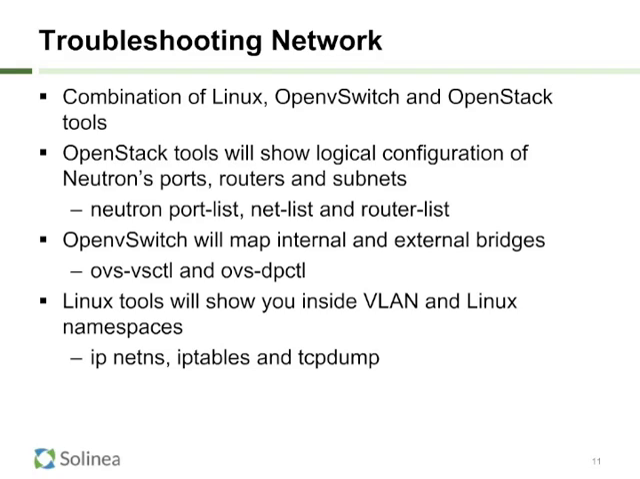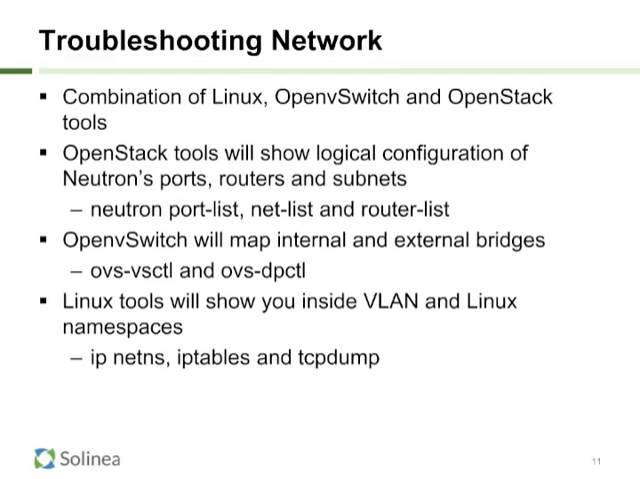Neutron, though, is only showing you the constructs built in the cloud. It's not showing you underneath what's actually providing that for you. And to do that, you really need to look at two different sets of tools. So one of them is Open vSwitch. Open vSwitch is the actual switch provider that will run on both your compute nodes as well as network nodes, and it helps you map internal and external bridges.